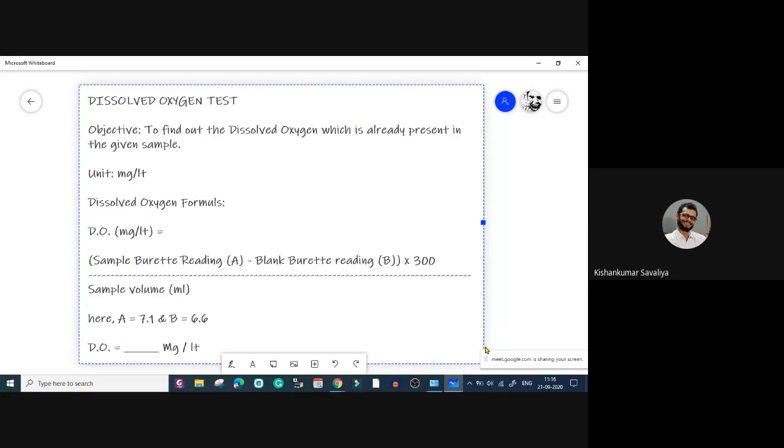The sample volume is 30 ml. We have taken the 30 ml sample. So that's 300 for the BOD bottle volume, and 30 ml sample we have taken for the titration process. At the beginning of the practical, we have taken 30 ml of the sample from the can. So that is that volume. Tell me what is the value of the DO in the chat box.